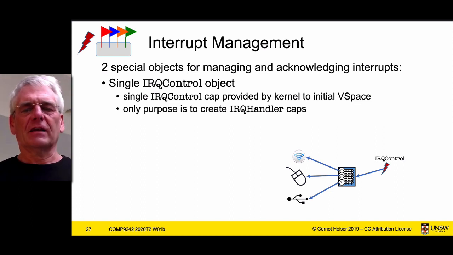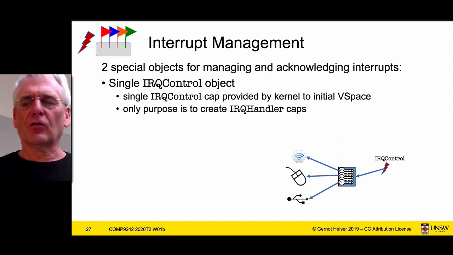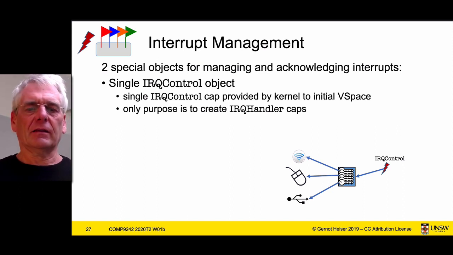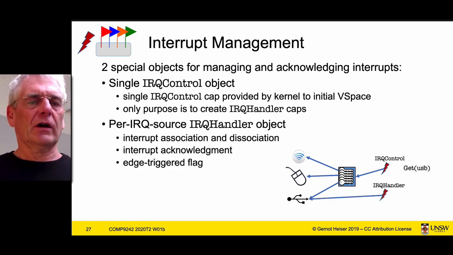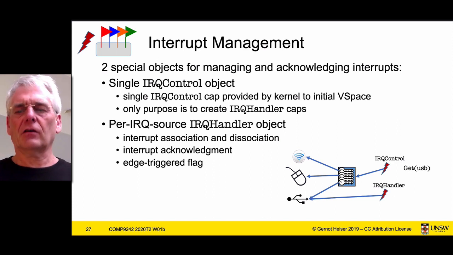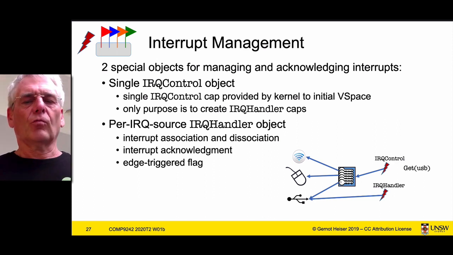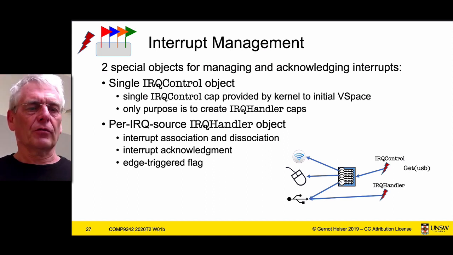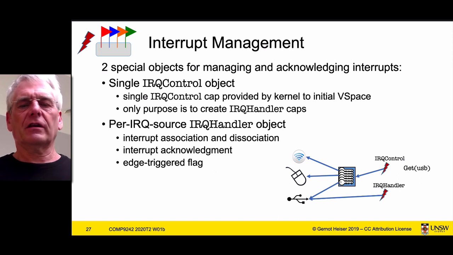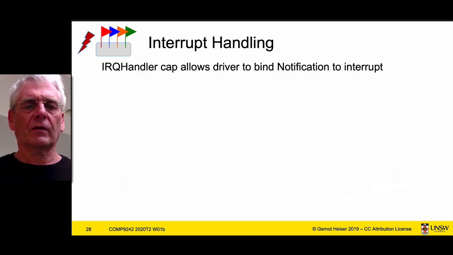So this is really one of the things to control the system, and your operating system will not let that get away at all. And so you can use this IRQ control to create IRQ handlers, and an IRQ handler is the right to basically deal with interrupts. So we can create one of those per interrupt source. And they are used for associating and disassociating handlers with interrupts and doing interrupt acknowledgement.